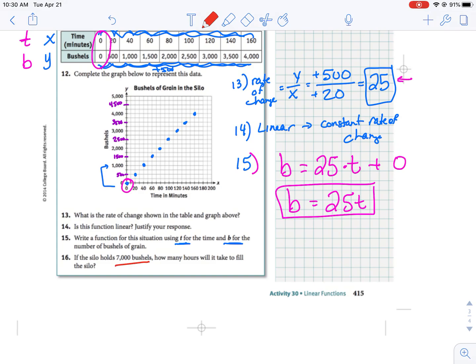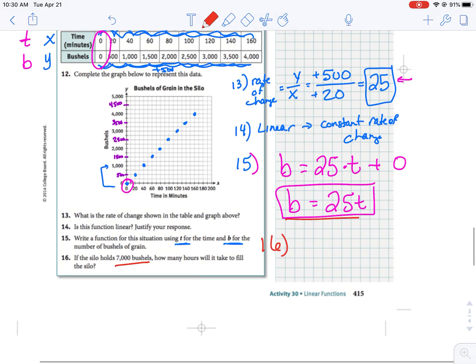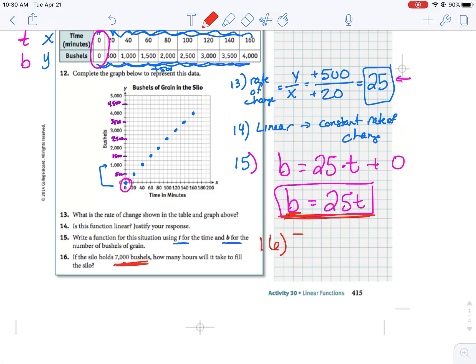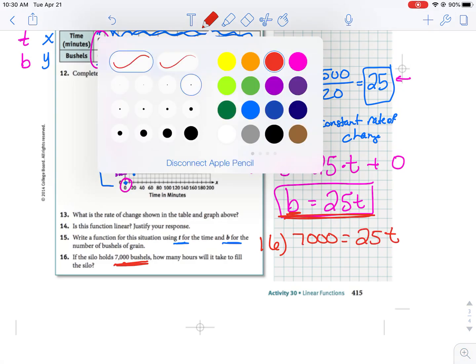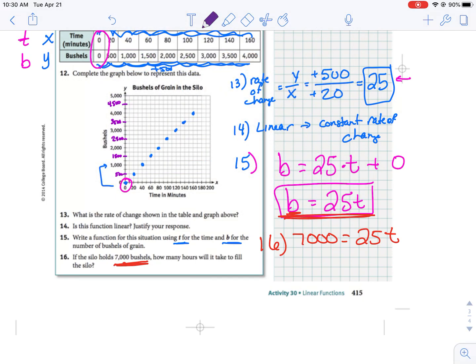All right, and then the last question says, okay, if the silo holds 7,000 bushels, how many hours will it take to fill? So that would obviously be something important if you had a farm. So again, we're going to use this same equation right here, b equals 25t. We know we have 7,000 bushels, so we're going to plug that in for b. So it's 7,000 equals 25t. This equation is a little bit easier to solve than the last one. All we have to do is divide by 25. And when we type into our calculator 7,000 divided by 25, we get 280, okay?